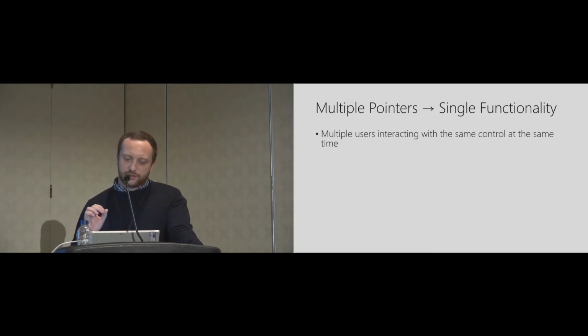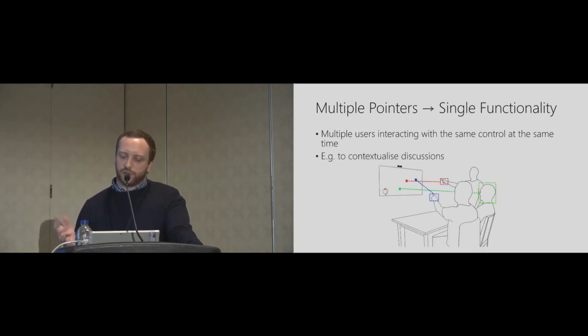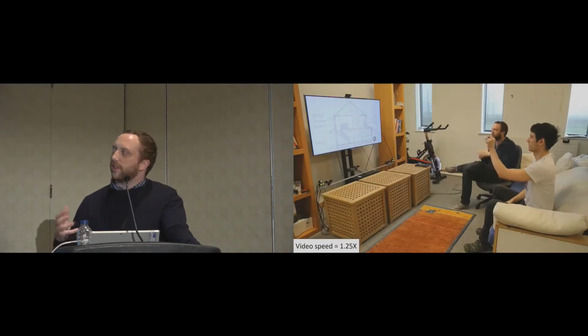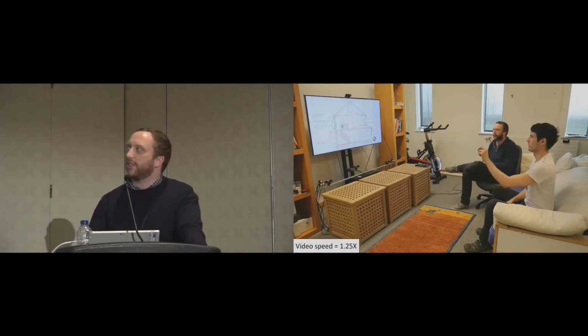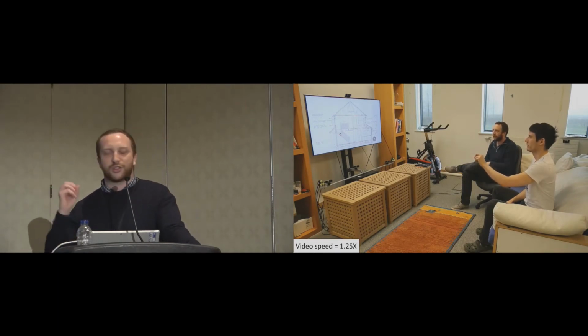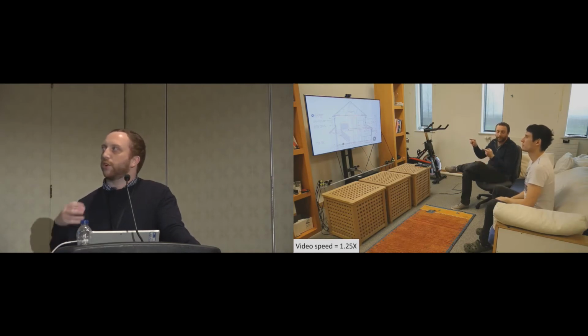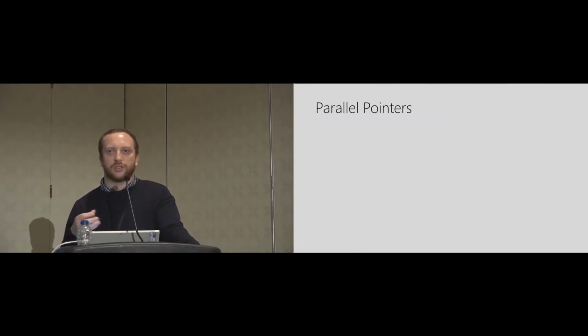But you can have multiple users interacting with the same control, which, for example, you could use to contextualize discussions. So in this example, we have two users who are contextualizing a discussion on a house plan from a distance, both acquiring the same control to dictate the discussion.